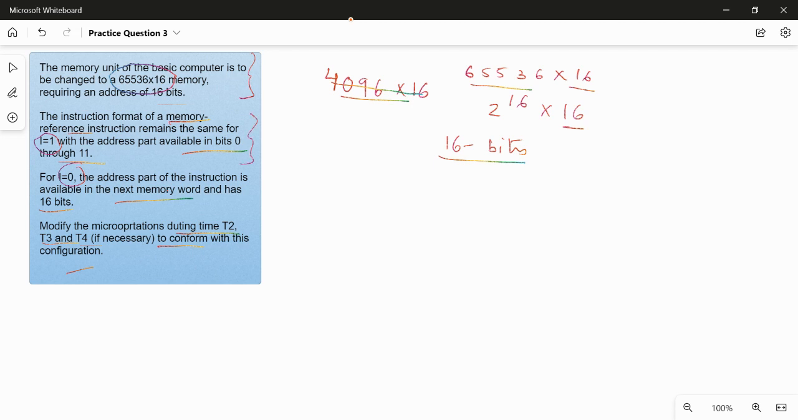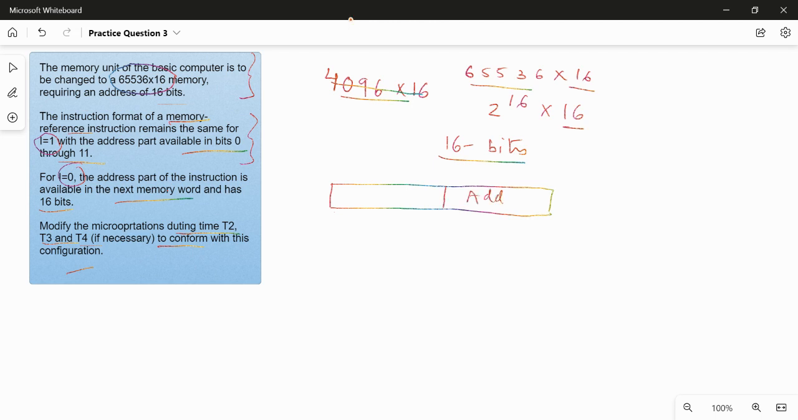So here it says that the instruction format of a memory reference instruction remains the same for I is equal to 1. I is the MSB, the last bit of an instruction code in the basic computer, and it defines the addressing mode. So if I is equal to 1, that means indirect addressing mode. In that case, you can follow the same instruction code format and the address part will be available in bits 0 through 11.